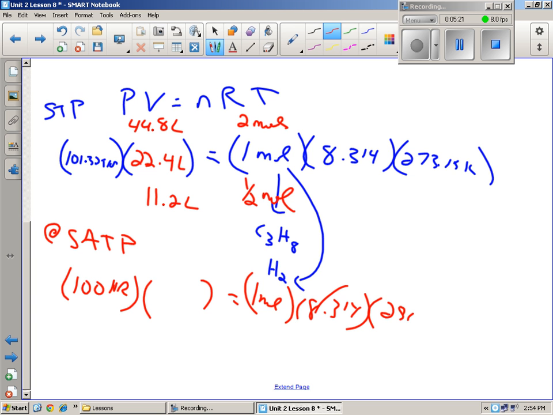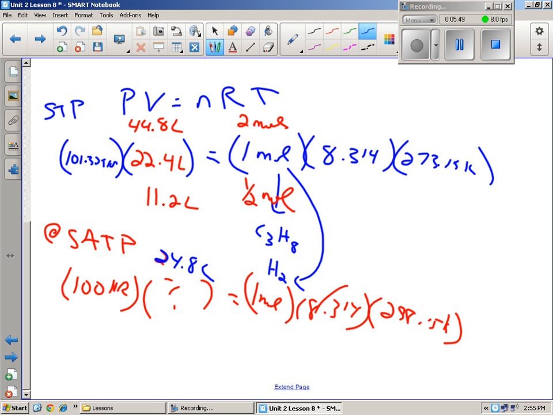And 298.15 Kelvin. Well, what's this going to be here? It works out to be 24.8 liters. So at SATP, that's pretty much a constant. For every mole that you have of a gas, it requires 24.8 liters under those specific conditions. Okay? Because remember, you can't change the pressure.